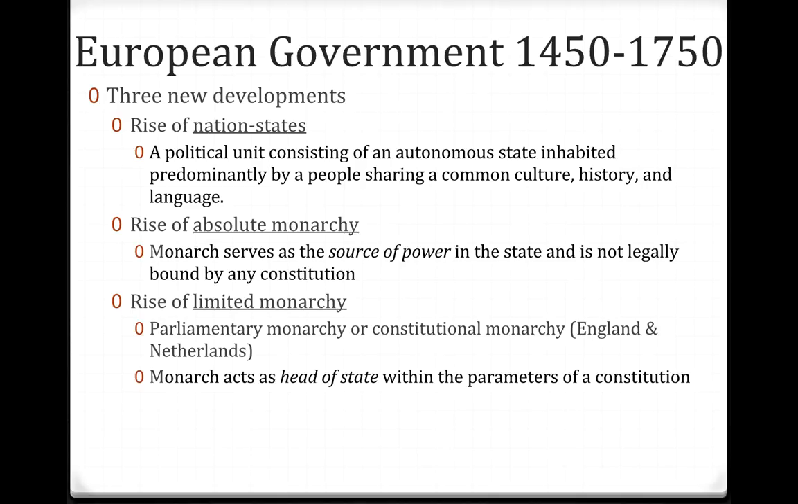The rise of the limited monarchy will occur later because you have parliamentary monarchy, aka a constitutional monarchy. England and the Netherlands will be the first examples of this. The monarch acted as a head of state within the parameters of a constitution, meaning there were certain limitations that were placed on his or her power.